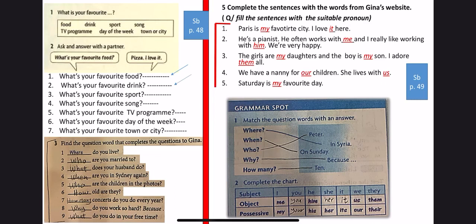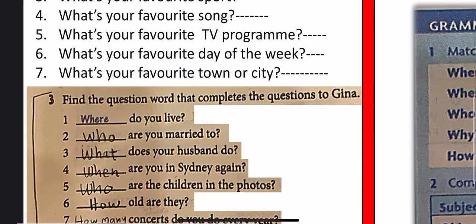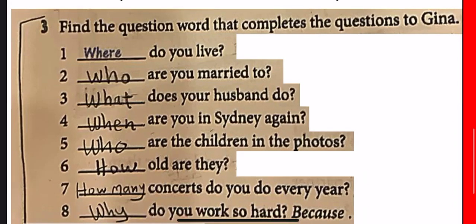Yes, it's followed by an auxiliary verb. For example, where do you live? Next one, who are you married to?